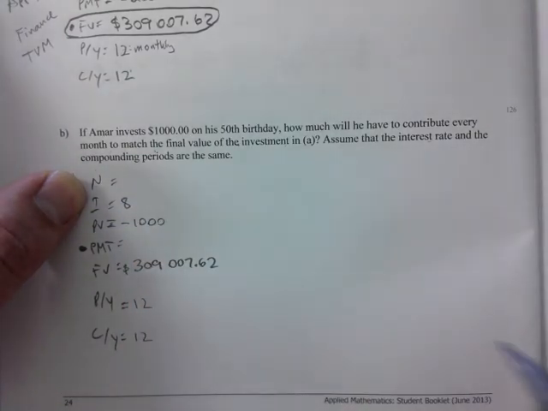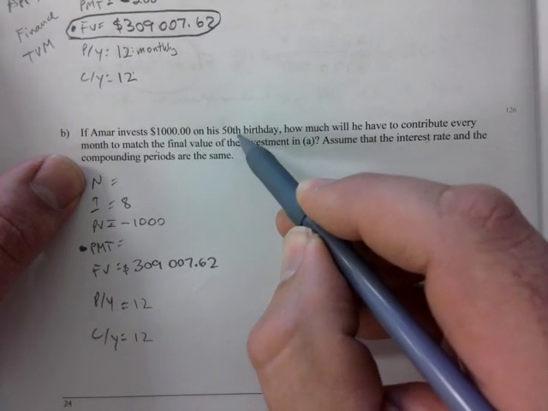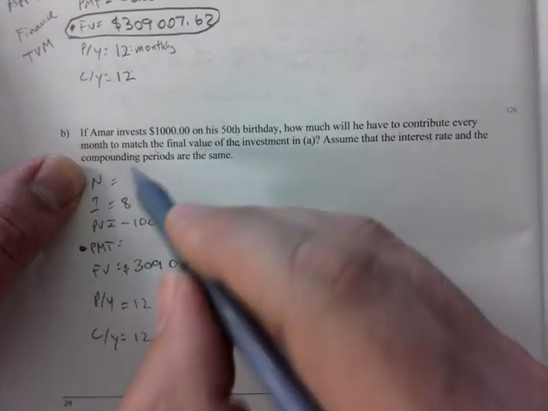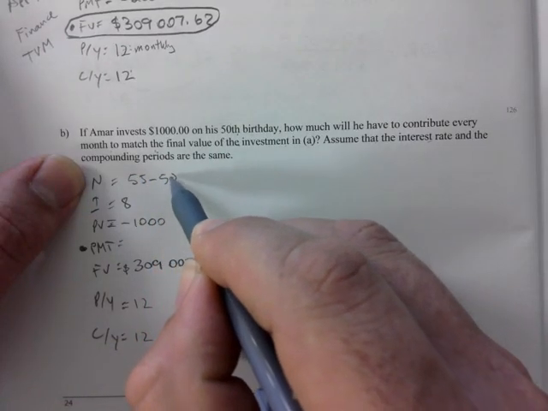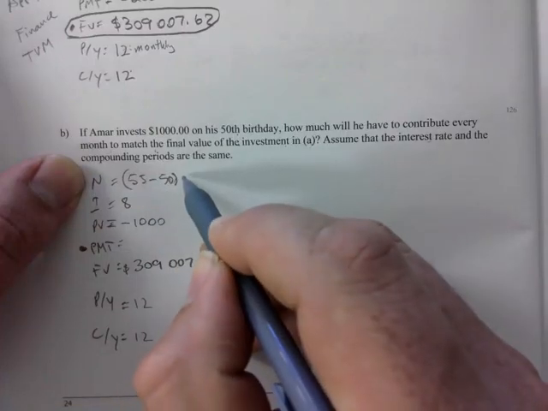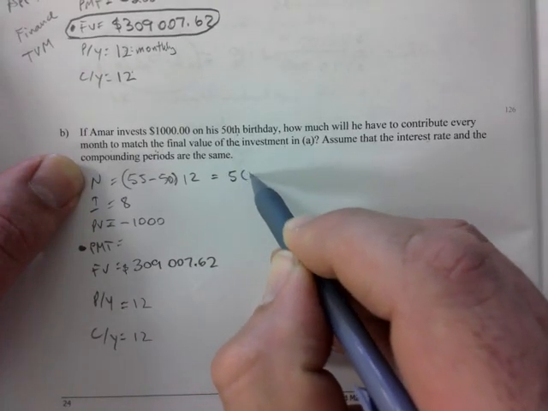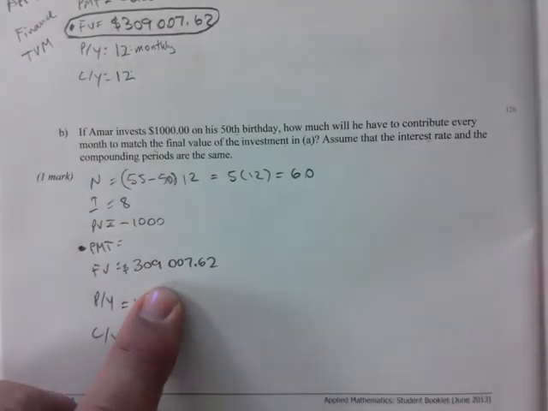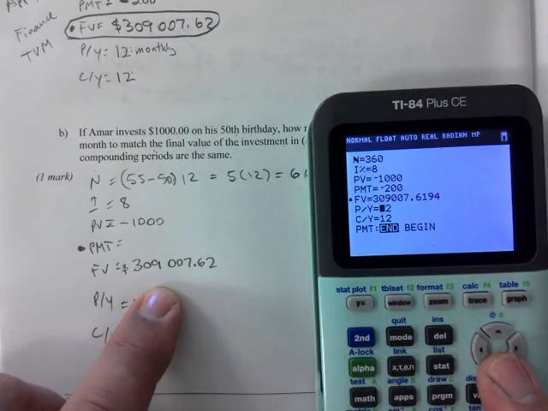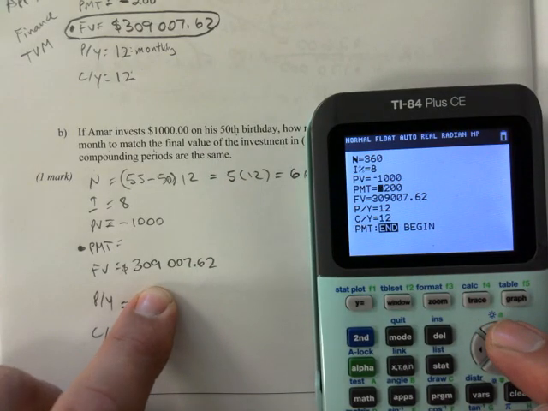Interest rate is the same. But here it's different. N is going to be different because you're starting on your 50th birthday and you want to end on the 55th. So this is basically 55 minus 50 times PY. So that ends up being 5 times 12, which is 60. So in 60 months, you want to still come up with the same amount. That's kind of ridiculous. And I'm just going to go ahead and type in 309,007.62, just to 2 decimals.